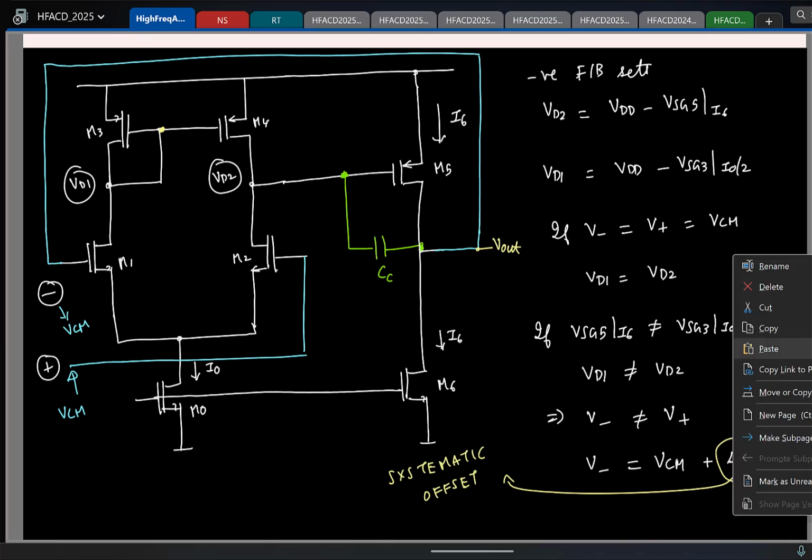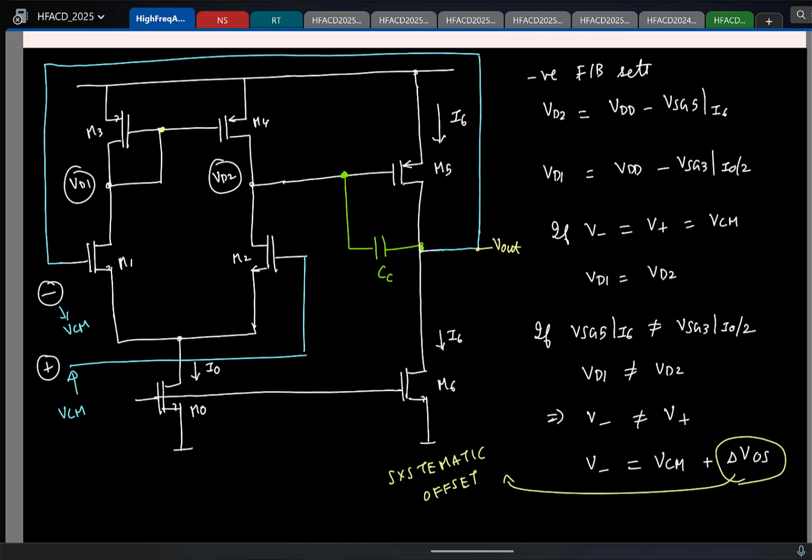Hold on. If VSGs are not becoming equal, then why doesn't the OTA do an unequal distribution of current? Say, like right now you have said that in the M3 branch, I0 by 2 current is flowing. Yeah, exactly. A little bit less current flows, then VSGs can become equal. No, a little bit less current will flow, but the idea is the current in a transistor weakly depends on drain voltage, right? Yes. So here the drain voltages are not equal. So the change in the currents because of this unequal drain voltage will not be so much.